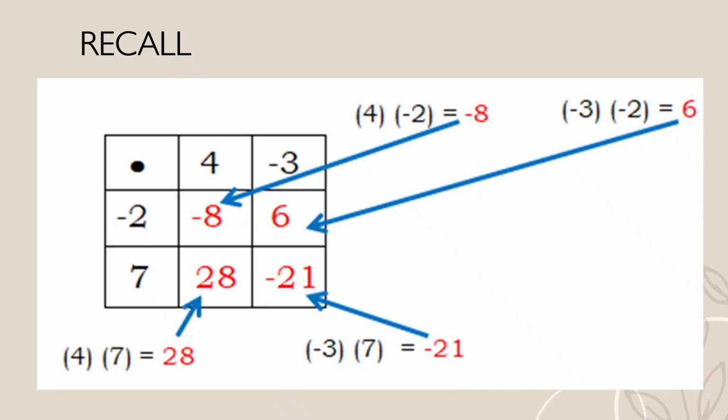Now, let us recall. Okay, we have your square of integers. Now, this sign means multiply. So 4 times negative 2 is equal to negative 8. And negative 3 times negative 2 is 6. So same sign, positive. Then we have 4 times 7 is 28. And negative 3 times 7 is negative 21.